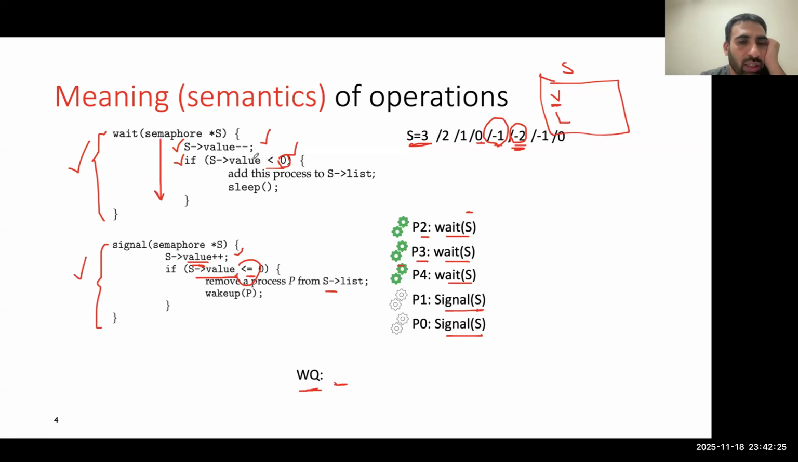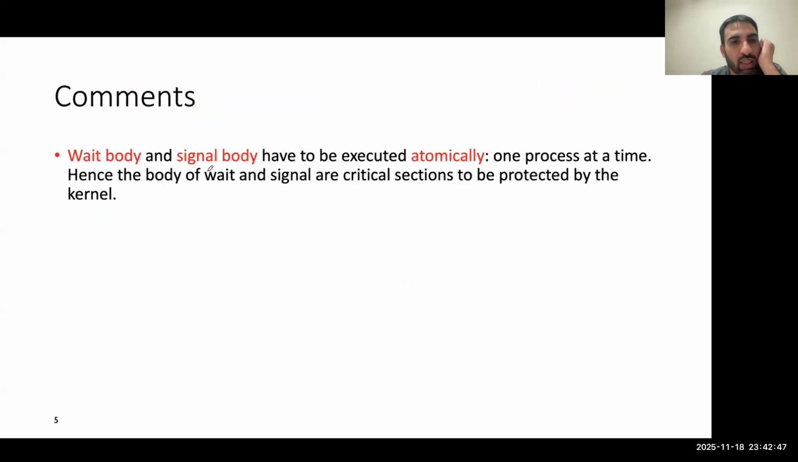But again, even if we look at this higher level language statement, there are multiple statements, and when I translate them into assembly, there will be more instructions. And you know that any thread or process can be interrupted, or context switched, between any two instructions within its code, right? So the wait body and the signal body have to be executed atomically. So one process at a time. It means that only one process can execute the wait operation or the signal operation on a semaphore at a given time.